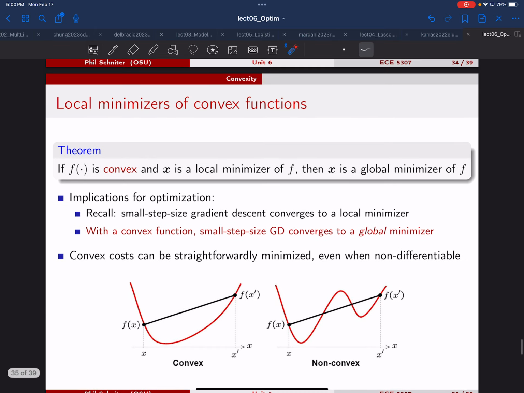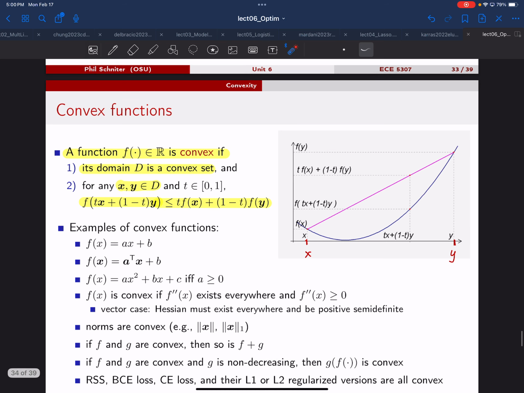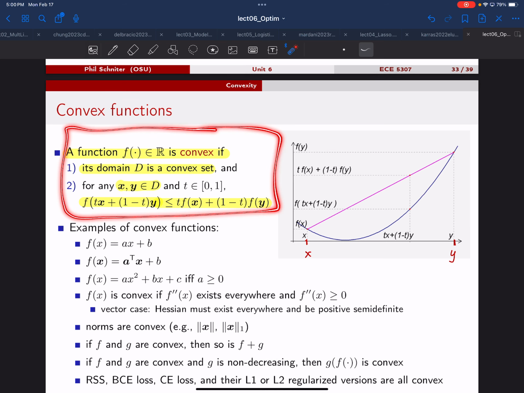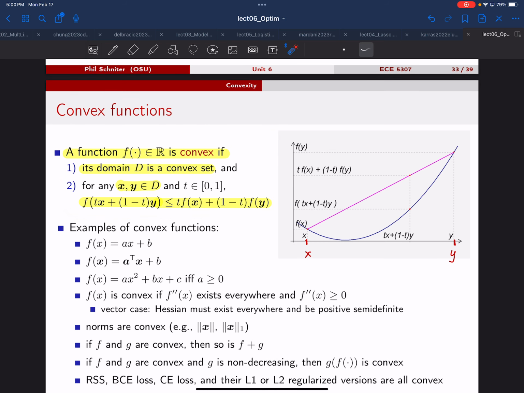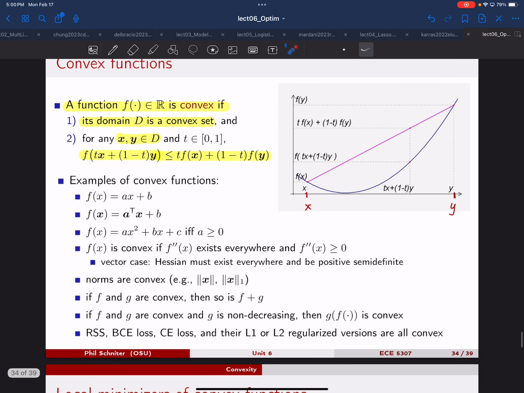Okay, so that's the definition of convexity. Any questions on that? Okay, so let's talk about some examples.